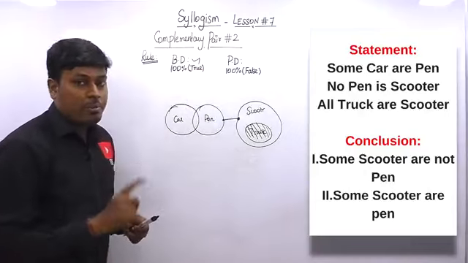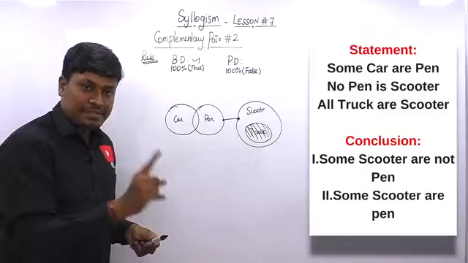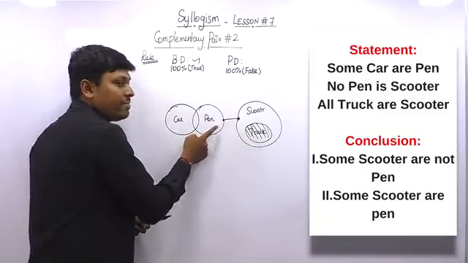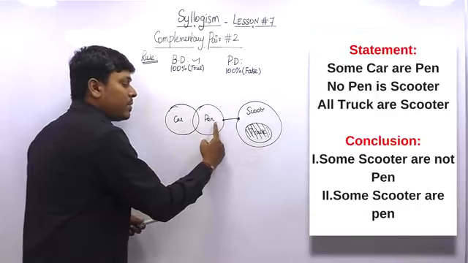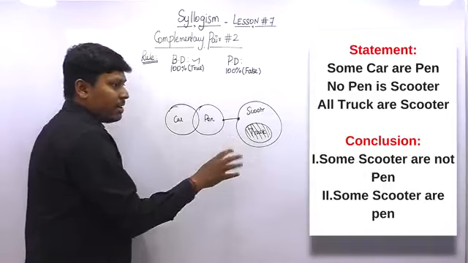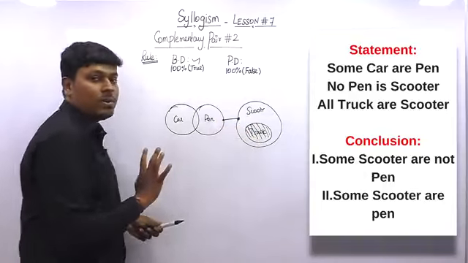So when we move on to the possible diagram, even if you draw 10 or 20 possible diagrams, definitely for some scooter, this region, there is no possibility of connecting with the pen. Why? Because we already know that no pen is a scooter, and there is no chance of connecting scooter with the pen. If there is no chance of connecting scooter with the pen, then we can't connect the truck also with the pen, right?